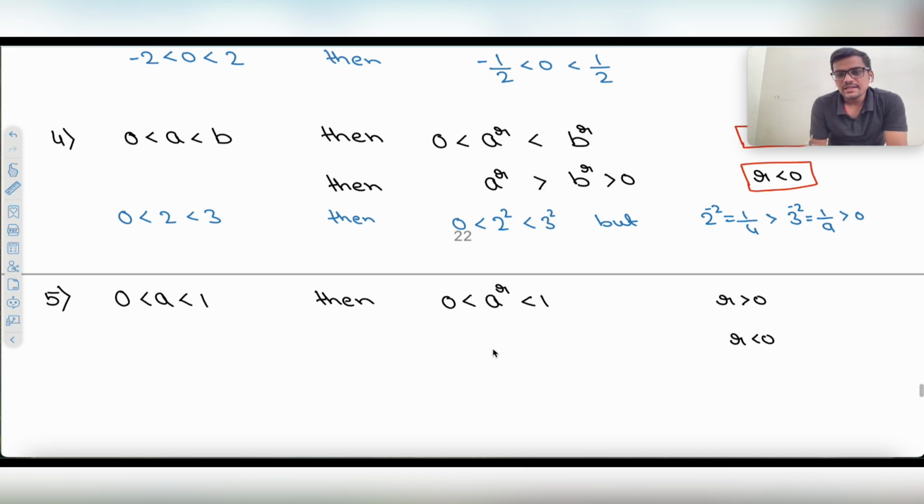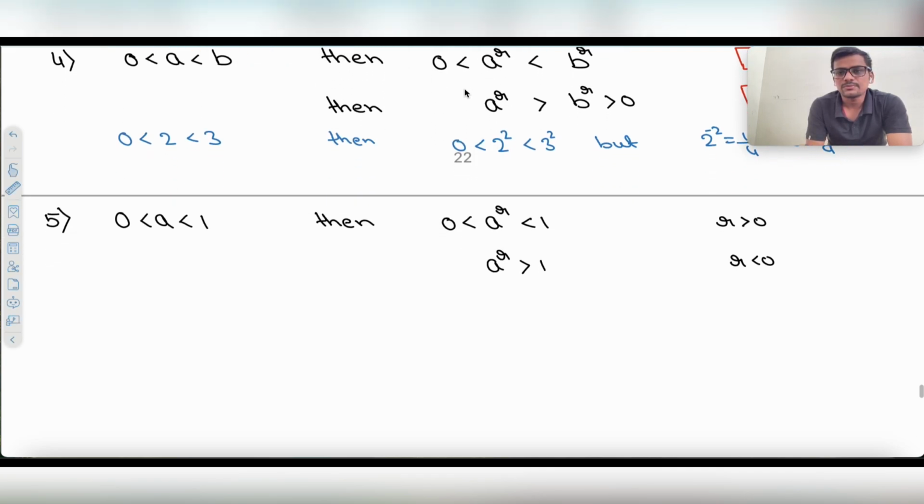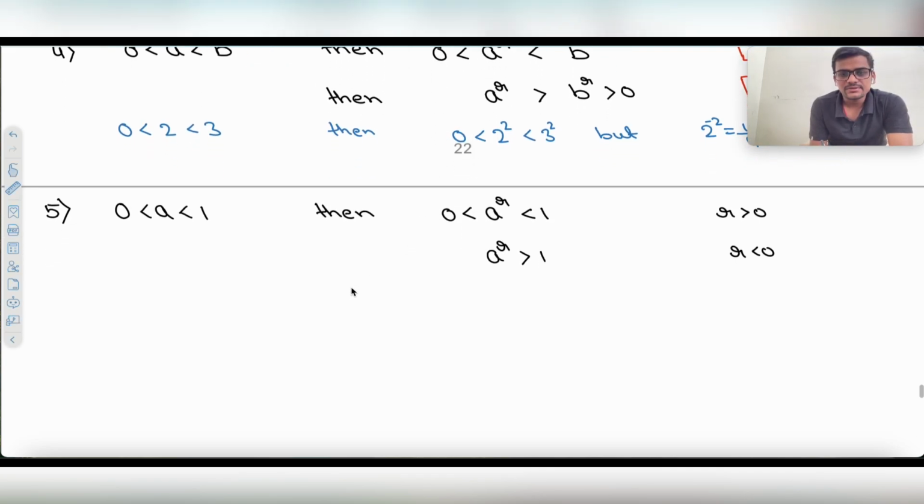So in this case what will happen? This a to the power r will be greater than 1. So this can be understood by an example. For better understanding, I will use one example. Suppose 1 by 2 I am taking as a, so this is less than 1. Now if you do the power 1 by 2 to the power 2, then this will be 1 by 4, and that is less than 1 and greater than 0.